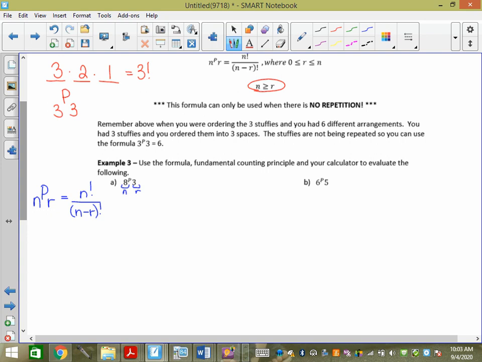Yeah. An example for this would be, I want to arrange 8 stuffies. I have 8 stuffies and I want to arrange them into 3 different places. Right? That could be a question. That could be 8P3. So we're going to do it in the formula. I'm going to put 8 in for the n's and 3 in for the r's. So it's going to equal 8 factorial over 8 minus 3, because it's n minus r, factorial. And 8 factorial over 5 factorial.